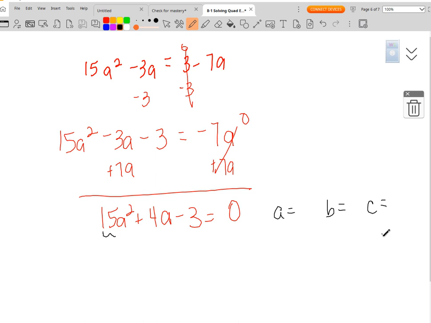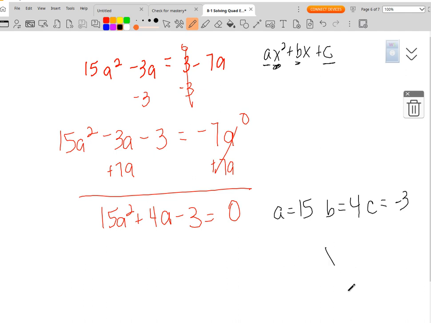Tyrese, what's A, B, and C? There's no 5 in there at all. There's 15, there's a 4, and there's a negative 3, buddy. All right, so, Tyrese, we learned earlier, and we've talked about this a couple of times, A is the number being multiplied by the a squared term. B is the number being multiplied by the a, and C is the constant. Okay? So 15, 4, and negative 3.